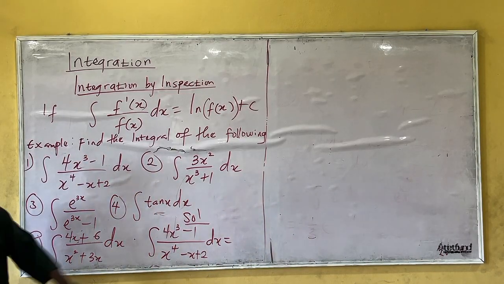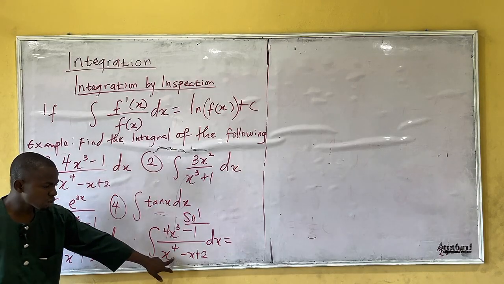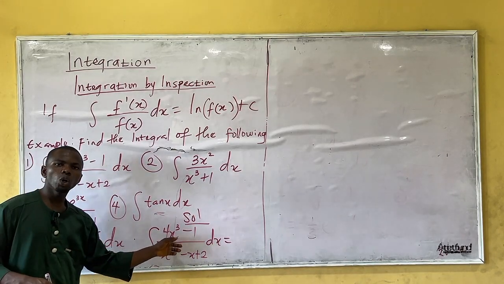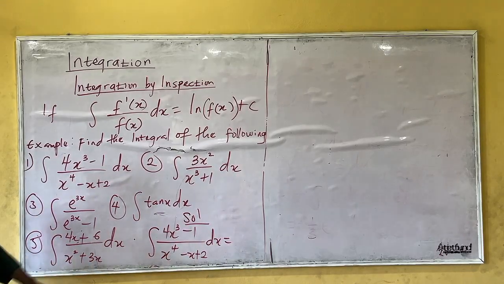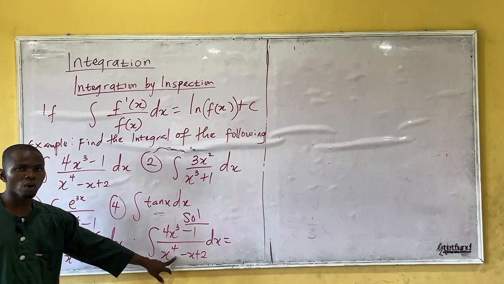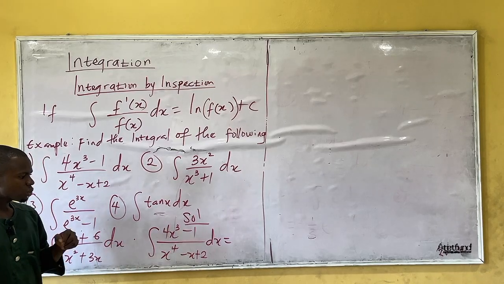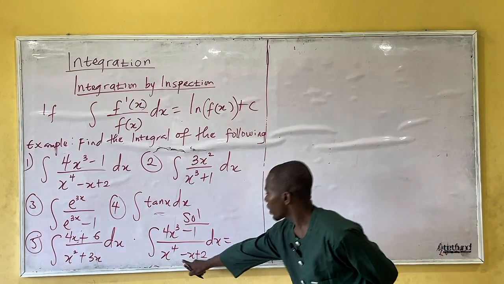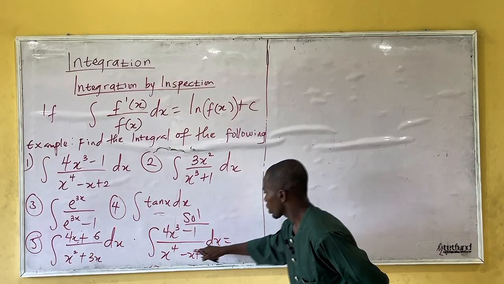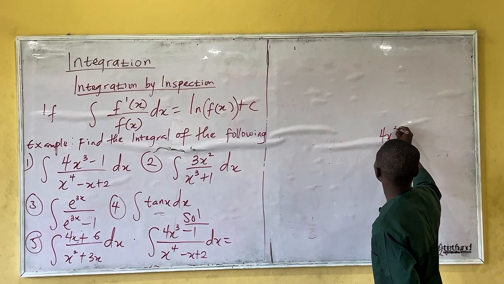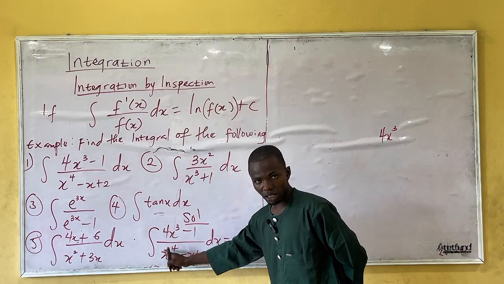Now, just look at the question. If you want to test, just differentiate the denominator and see if it gives you the numerator. If I differentiate x raised to the power of 4, it will give me 4x cubed, that is 4 times x to the power 3. Everybody can differentiate now.